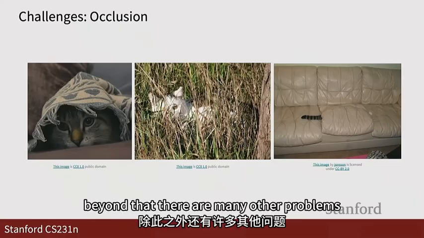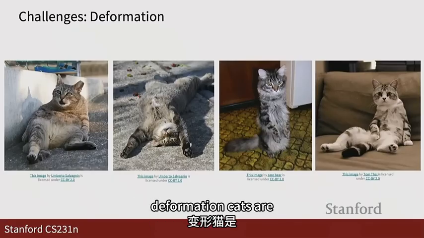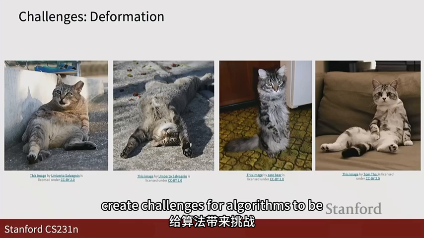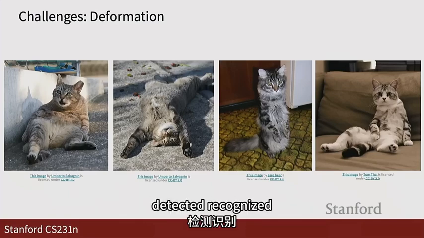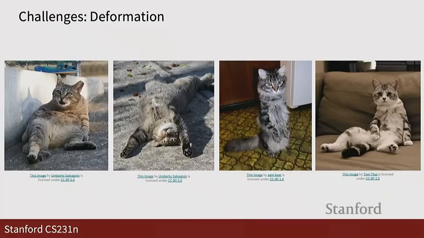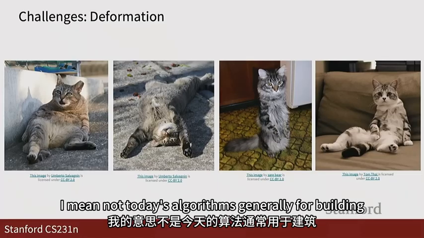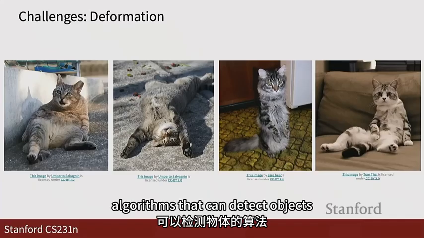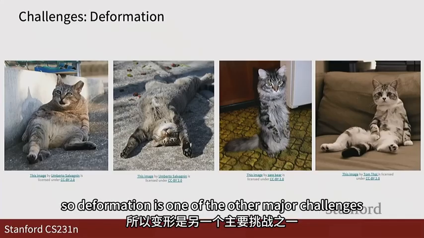Beyond that, there are many other problems. Deformation. Cats are very deformable, so they create challenges for algorithms to detect and recognize them. I mean, not today's algorithms, but generally for building step-by-step algorithms that can detect objects. So deformation is one of the other major challenges.